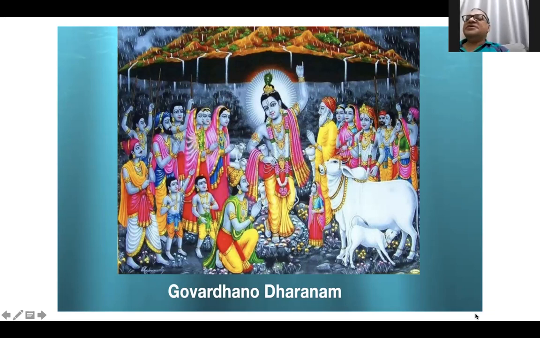Anything else further? I think that hand, right? He's not holding the mountain with his hand, but instead with the finger. That seems a little unusual. Yes. Anything else? Anyone else?